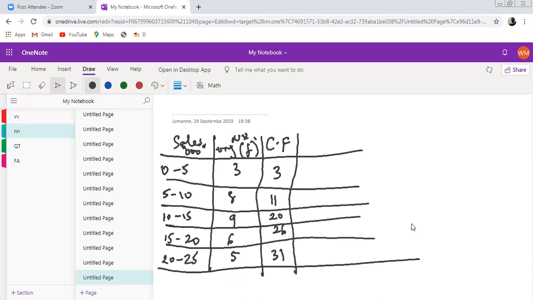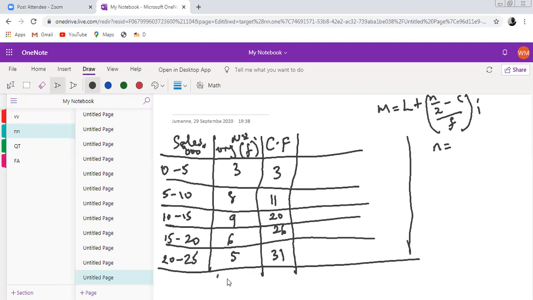So from our formula, we said the median is given by L plus (N over 2 minus C over F) times I. So we can start by getting them now. Our N is the total frequency, which is 31. If you add this, the summation of F is also going to give you that. So we have that value sorted. Then we do N over 2 to locate the median class.